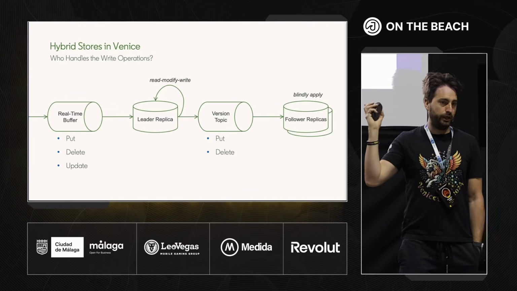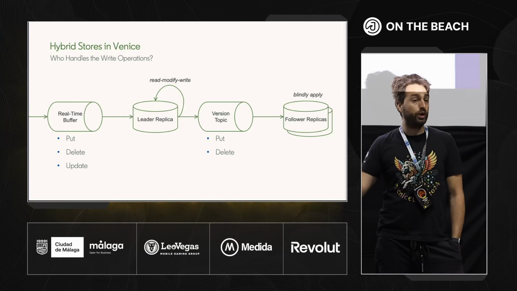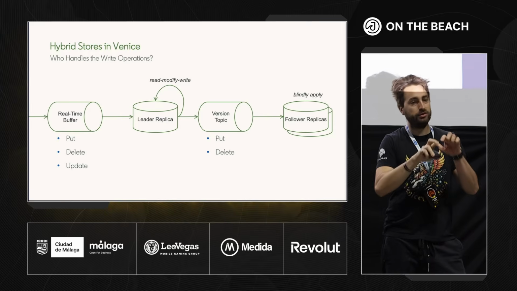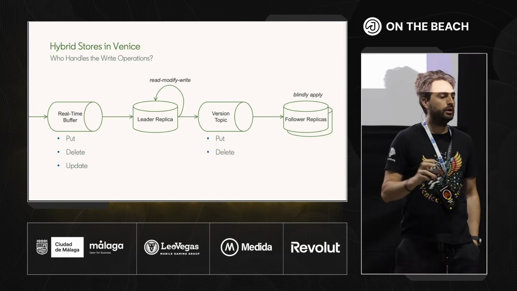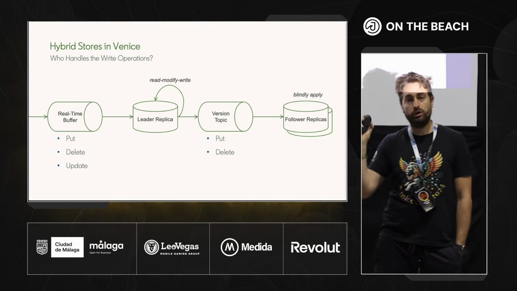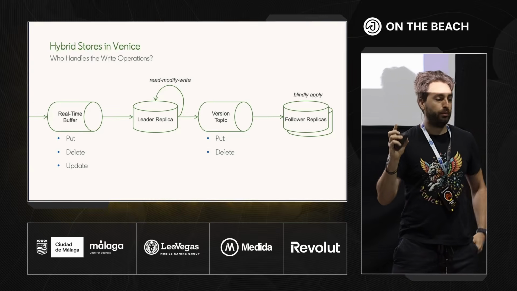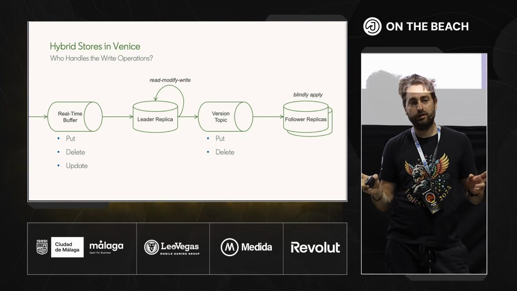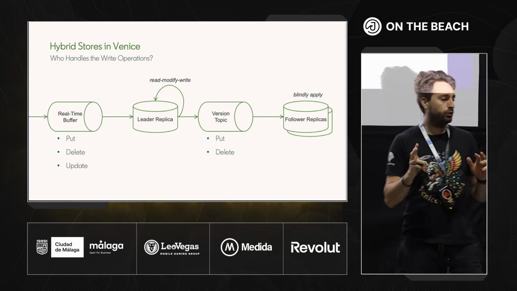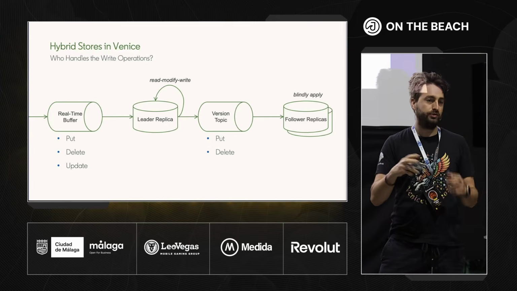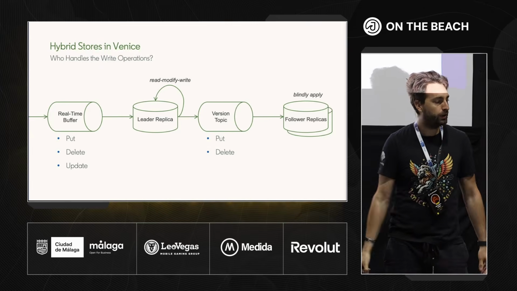And importantly, as you can see, the version topic is guaranteed to not contain any updates. So it only contains these full row operations. And that's important because we want the follower replicas, who are the ones consuming the version topic, to be capable of blindly applying these operations. So that makes the workload of the followers cheaper because they don't need to perform the read, modify, write.